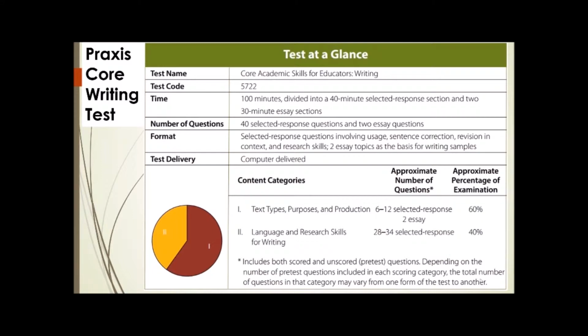The Praxis Core Writing Test, the test code is 5722. It's about 100 minutes divided into a 40-minute selected response section and 2 30-minute essay sections. There are 40 selected response questions and 2 essay questions. The selected response questions involve usage, sentence correction, revision, and research skills, and the 2 essay topics are the basis for the writing samples. The content categories are text types, purposes and production, and language and research skills.